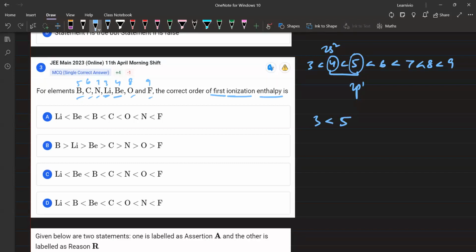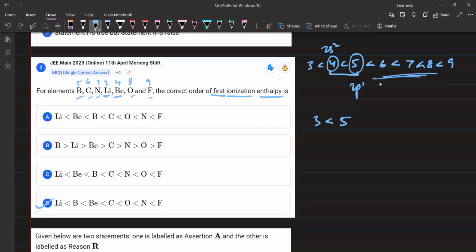That is why it will be 3, then you will have 5. So after lithium, where is boron? Do we have any option with lithium then boron? Yes, so option D will be correct. You don't even have to look any further. It will not be C, it will be D. This was expected. Okay?